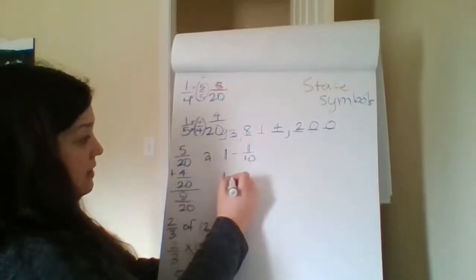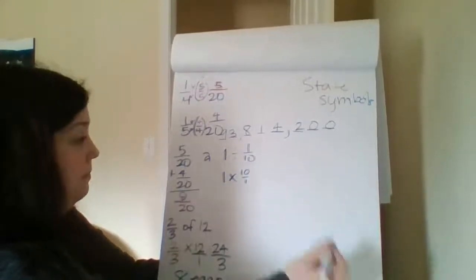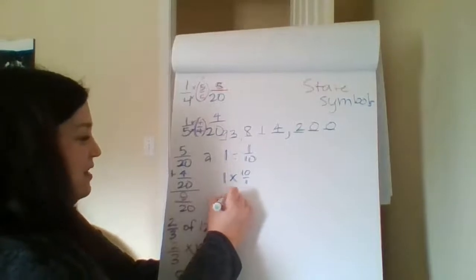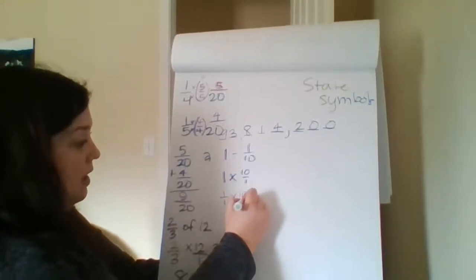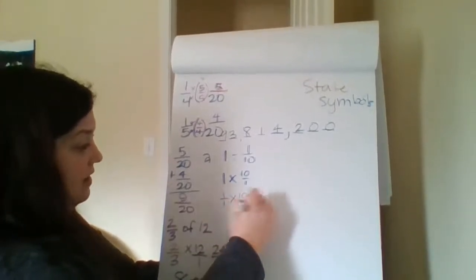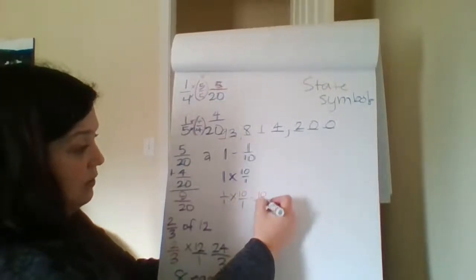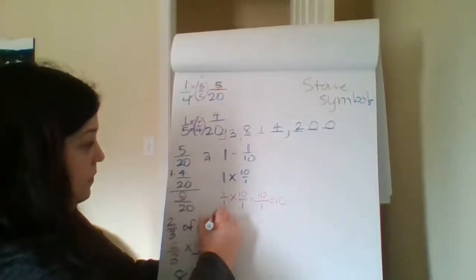So we keep it, change it, flip it, right? But we need to put that in fraction form. So 1 over 1 is the same as having 1. Okay, so 10 times 1 is 10. 1 times 1 is 1. And so we have a whole number when it's over 1, and that equals 10.